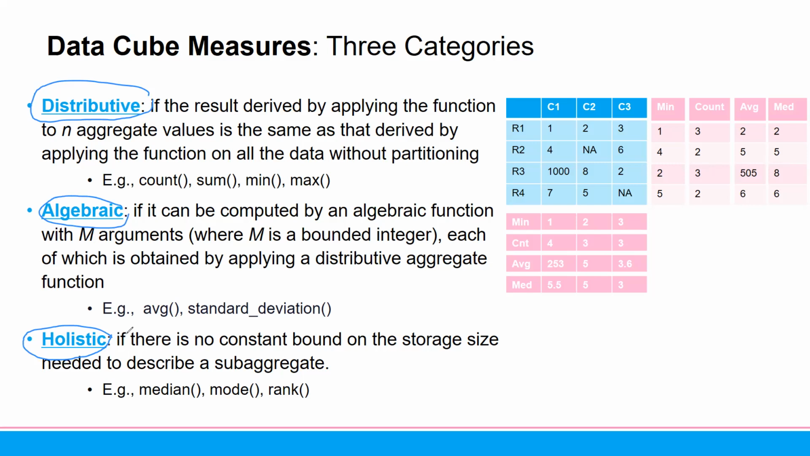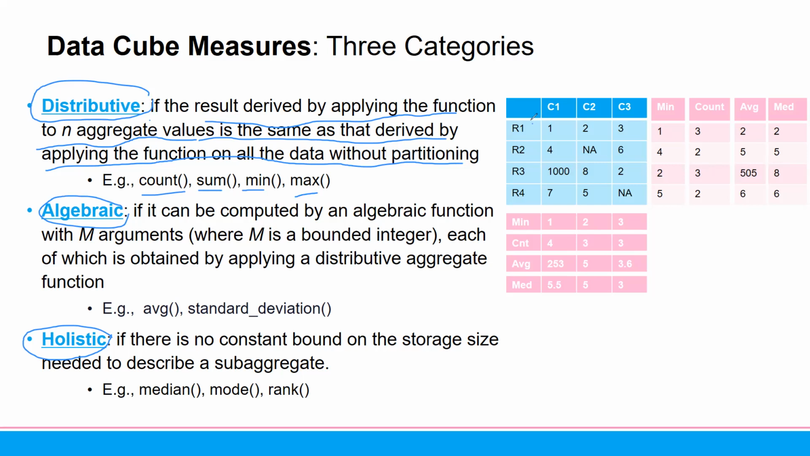Distributive means the result derived by applying the function to n aggregate values is the same as that derived by applying the function on all data without partitioning. So you just want to count how many data, or, let's say, sum, minimum, or maximum.